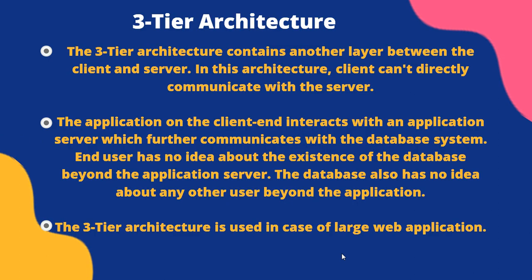Then the next one is three-tier architecture. Three-tier architecture contains another layer between the client and the server. In this architecture, the client cannot directly communicate with the server. The application on the client end interacts with an application server which further communicates with the database system. The end user has no idea about the existence of the database beyond the application server. The database also has no idea about any other user beyond the application. The three-tier architecture is used in the case of large web applications.